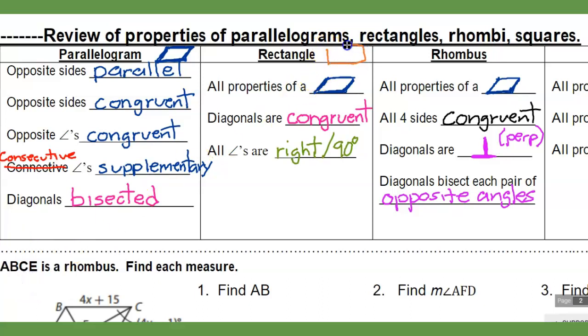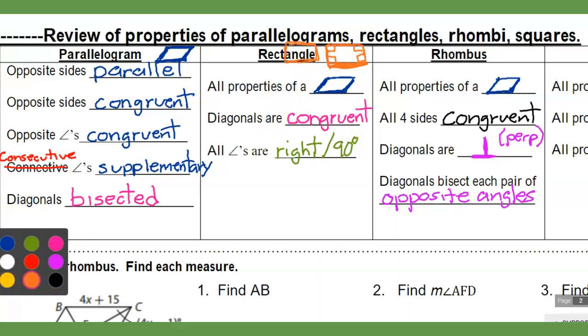We got a rectangle. Remember, rectangle has the angles. That's why the word angle is in rectangle. Got the four congruent angles. Rhombus has the four congruent sides.